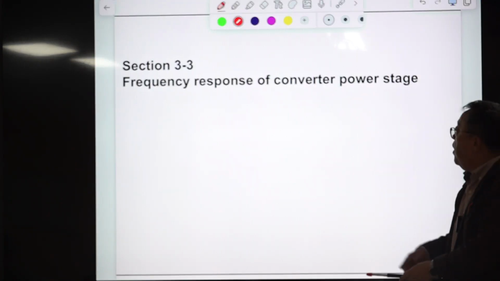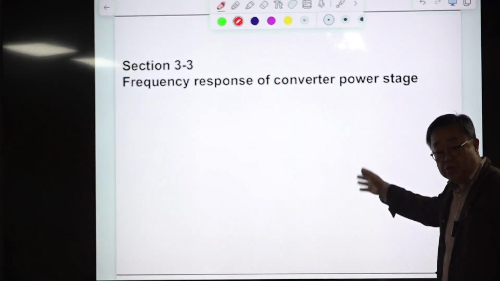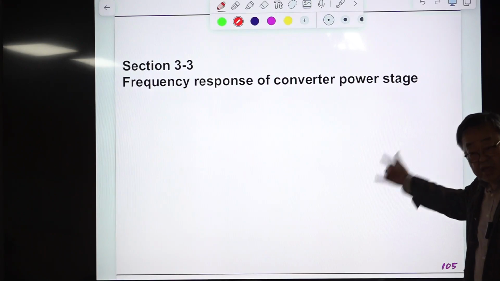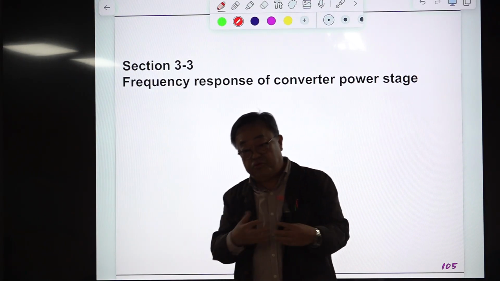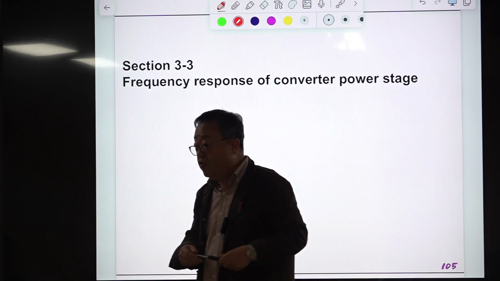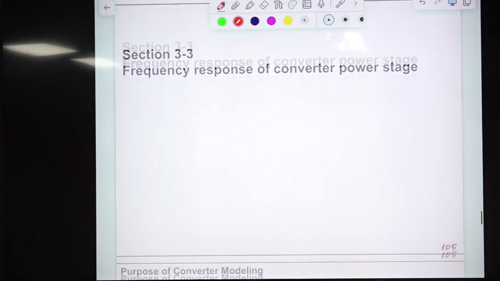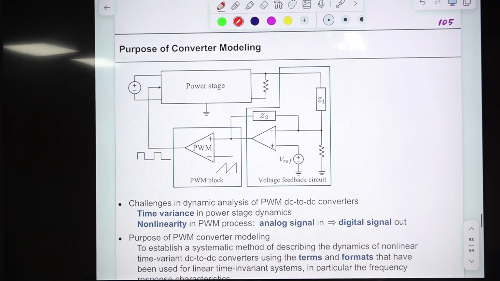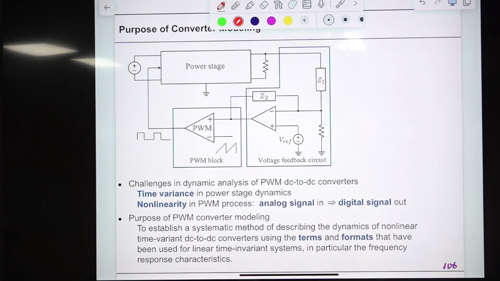Assume we developed the model somehow. Later on you will learn the modeling process. Here we just take the result and make use of it to understand the implication of frequency response in PWM converters. Actually, this is the introductory lecture slide for the small signal modeling of the PWM converter. I took 2 pages to introduce the concept of this.